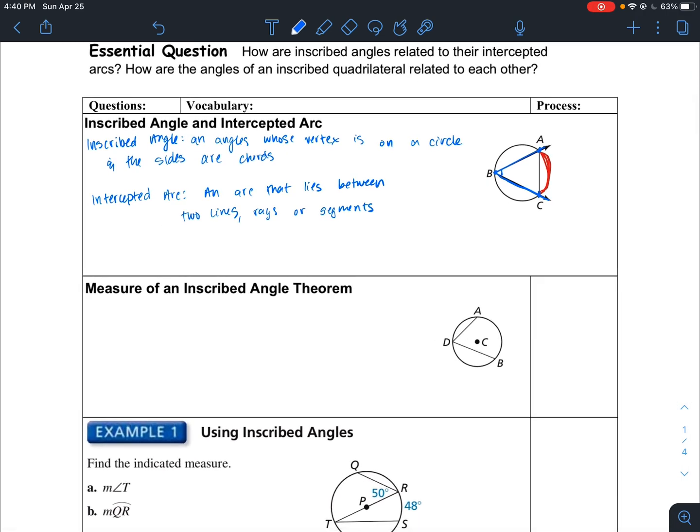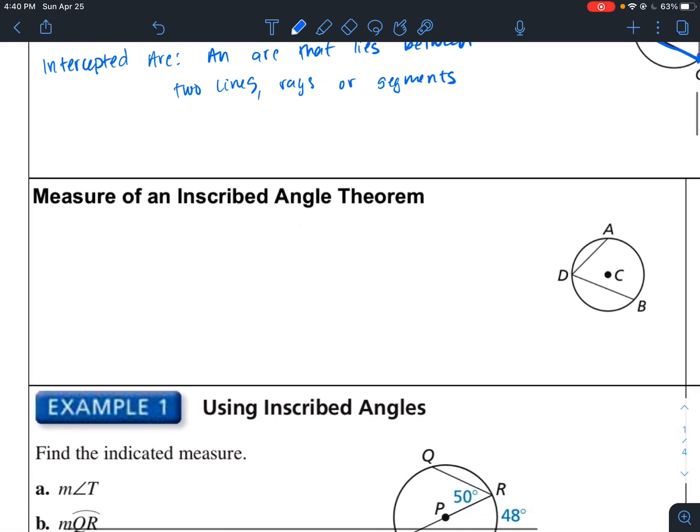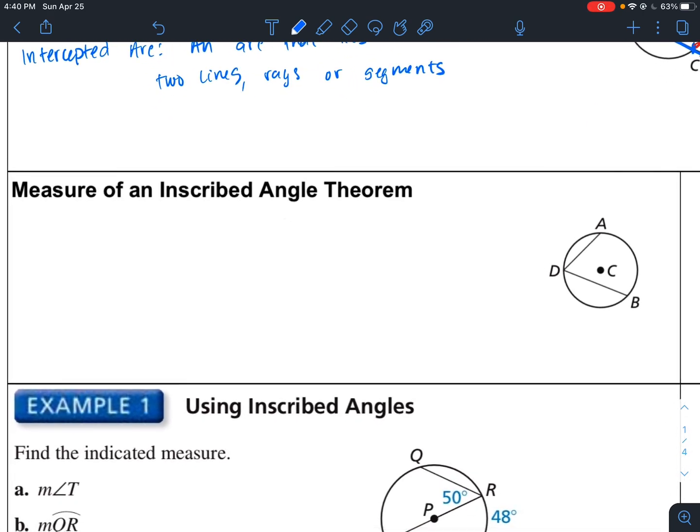And so here's what we know about intercepted arcs and inscribed angles. Okay, there's actually a pretty cool relationship between the two things. Okay, so in this theorem, the measure of an inscribed angle, so this angle right here, what is the measure of this angle? So the measure of an inscribed angle, if I said intercepted angle, I meant inscribed.